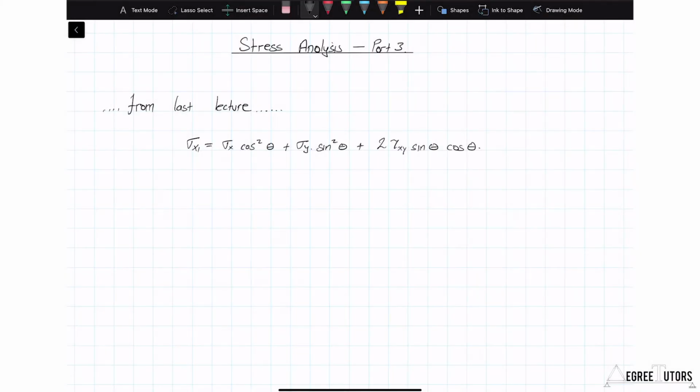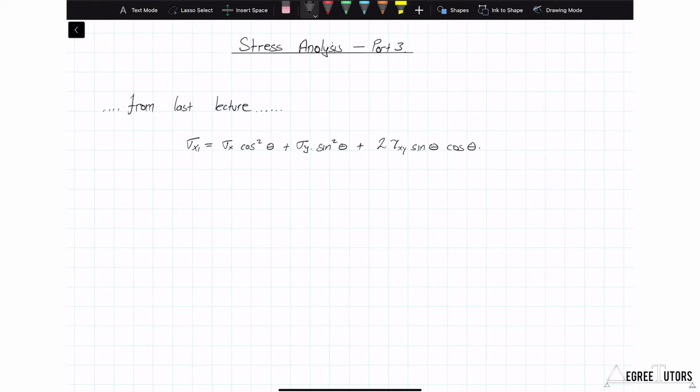All right, so from the last lecture, we have this statement here. This was the first of our transformation equations. And again, it's just giving us the stress on that inclined plane, the normal stress, as a function of sigma x, sigma y, tau xy, and theta.